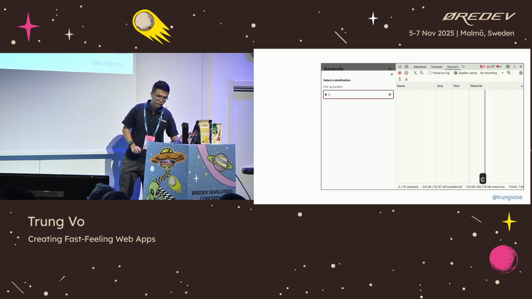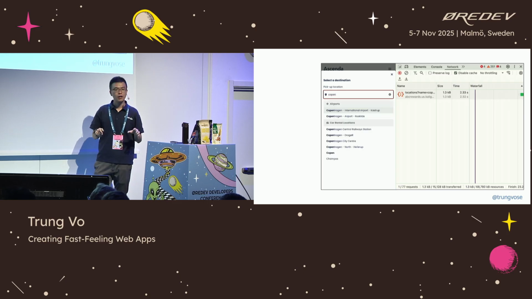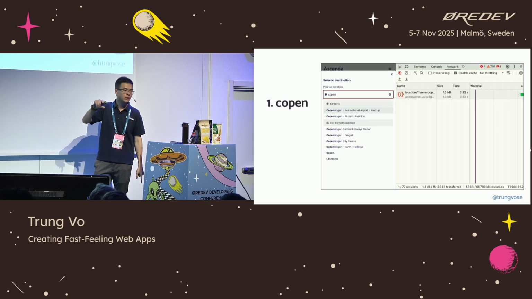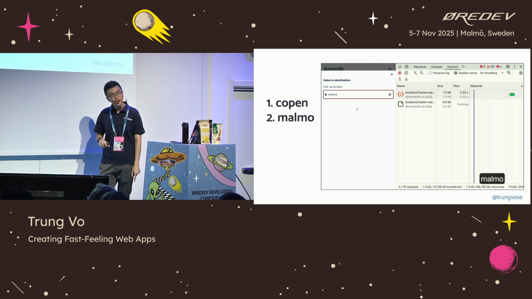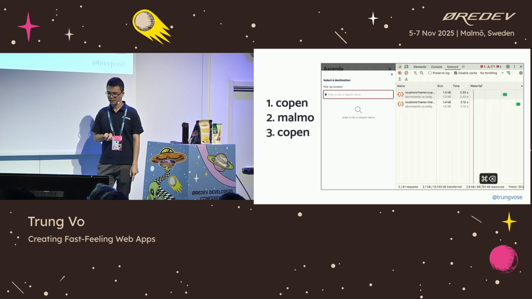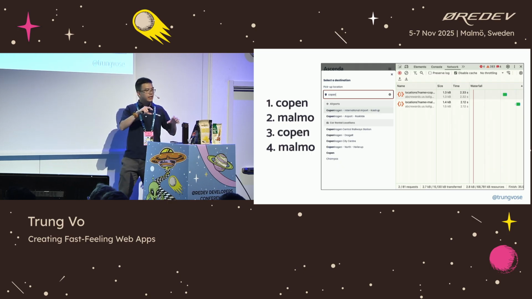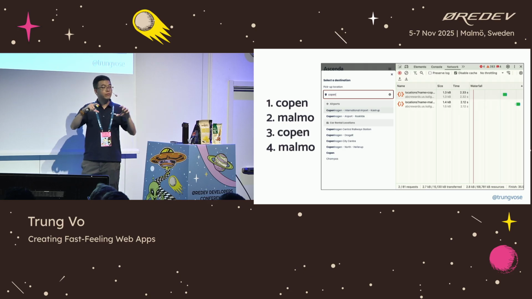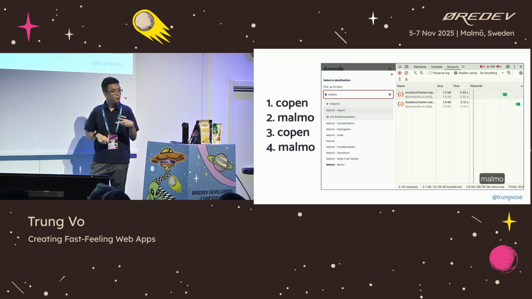And then just having cache data is going to open a lot of possibilities. So here I search for Copen. You see there's an API icon. I search for Mammo. Yeah, sure, there's another API icon. And then I search for Copen again, and then I search for Mammo again. You notice I do it 4 times, but there's only 2 API requests.